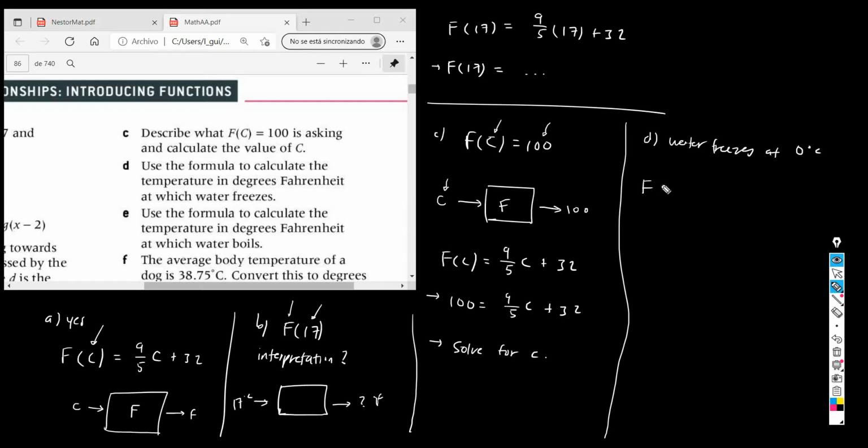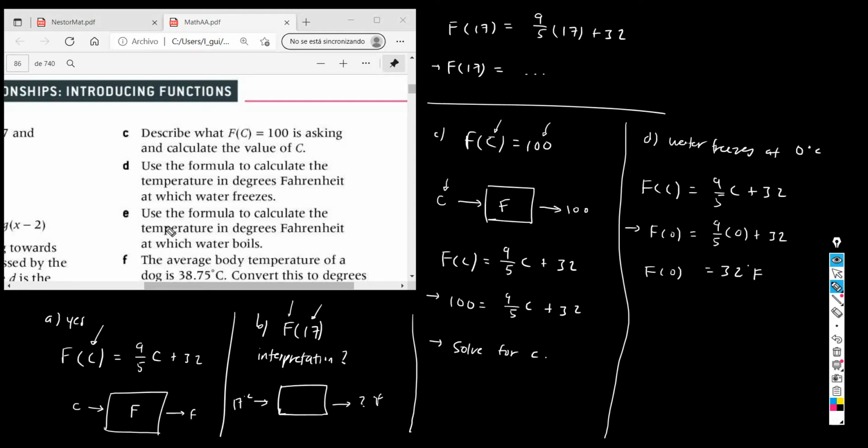Just use this formula once again to check at how many degrees Fahrenheit water freezes, right? So basically just input the number 0 in here to get the corresponding value of Fahrenheit that corresponds to 0 degrees Celsius. It's going to be 9/5 times 0 plus 32, which is 32. 32 degrees Fahrenheit correspond to 0 degrees Celsius.